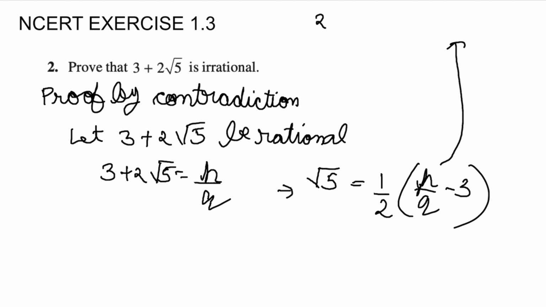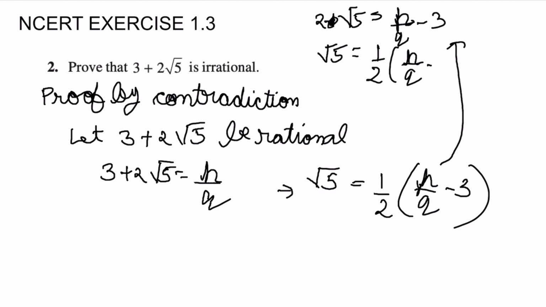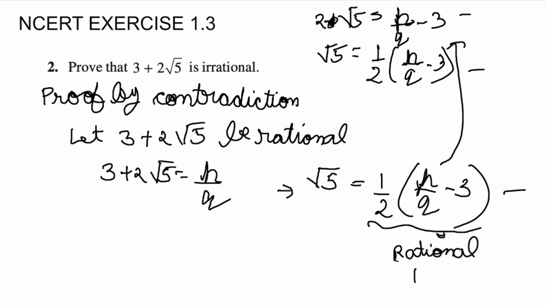So first I did this: 2 root 5 would equal p by q minus 3, and then root 5 would equal 1 by 2 times p by q minus 3. This is how we got this step, then this step, and then this step. Now we know that 1 by 2 upon, in the bracket, p by q minus 3 would actually be a rational number. And now we can easily prove by the same method we used to prove that root 2 is an irrational number, that root 5 is also an irrational number.